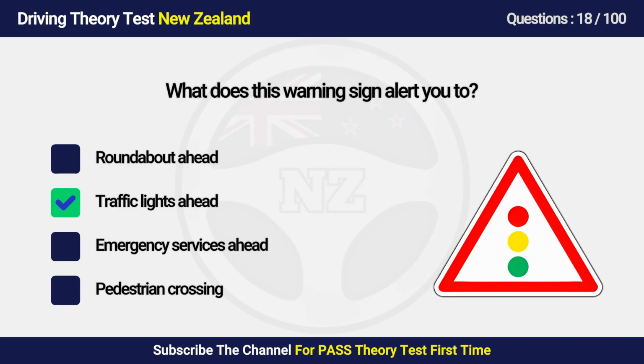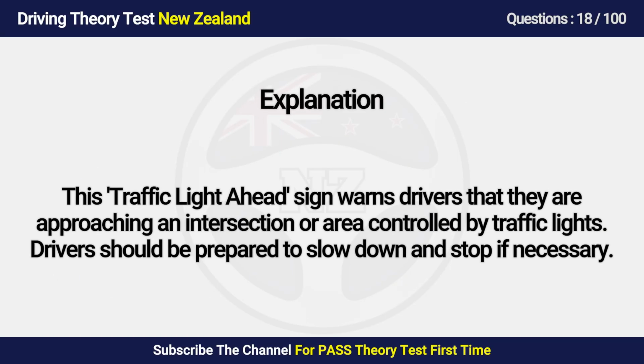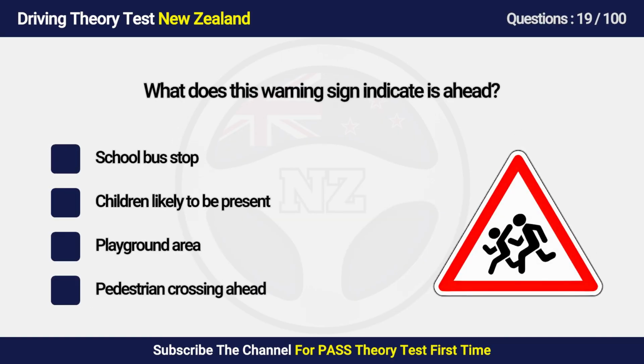Answer is B. Traffic lights ahead. This traffic lights ahead sign warns drivers that they are approaching an intersection or area controlled by traffic lights. Drivers should be prepared to slow down and stop if necessary. Question 19. What does this warning sign indicate is ahead?